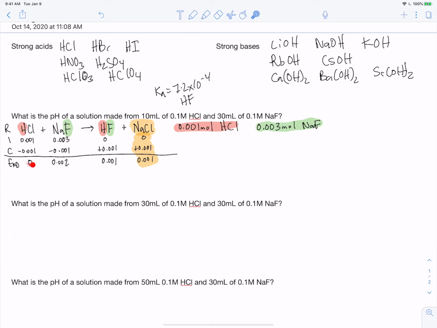You'll notice we have no HCl left, so this doesn't matter either. What's dominating in this reaction at the end of it is the sodium fluoride and the hydrofluoric acid.